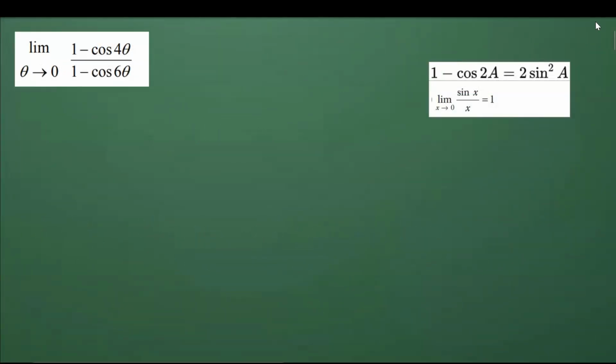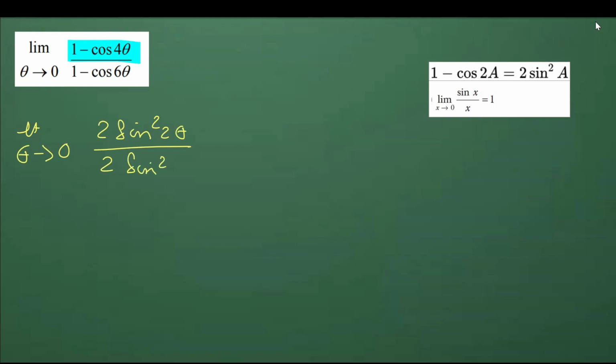For this question, to evaluate this trigonometric function, we are going to apply 1 minus cos 2a equals 2 sine square a. So if I solve this, the limit is theta tending to 0. We can write 1 minus cos 4 theta as 2 sine square, applying the half angle property. So 4 theta will become 2 theta, so 2 sine square 2 theta. And likewise, below I can write 1 minus cos theta as 2 sine square, half angle property, that is theta over 2. So here 2 and 2 get cancelled.